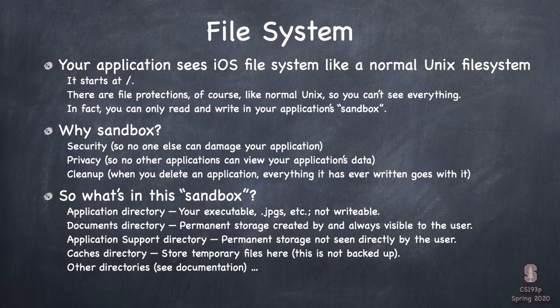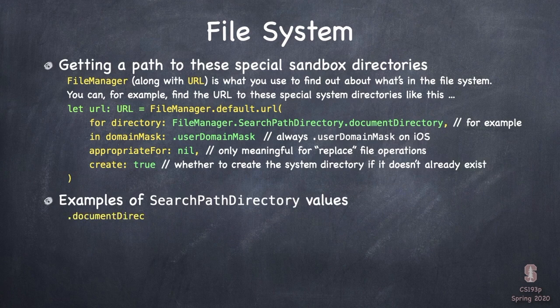Let's talk about how we find out what these directories are inside of our app. We're going to do that using something called the file manager. The file manager is an object, a struct, that lets you, as its name implies, manage the files in your file system, including finding out where these special directories are.